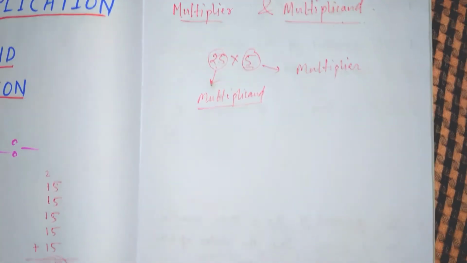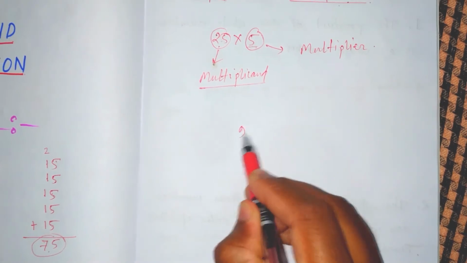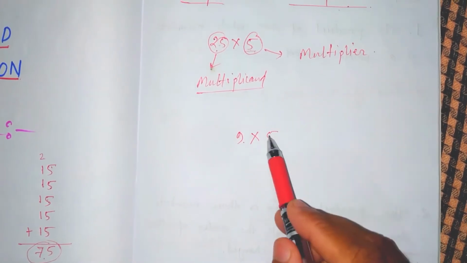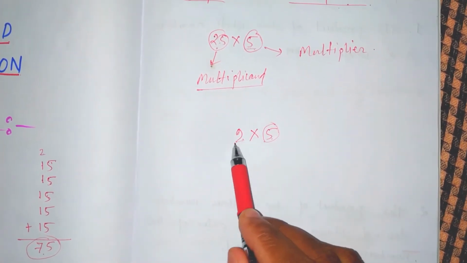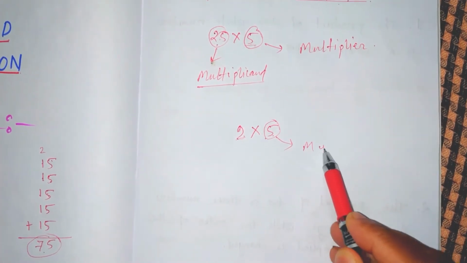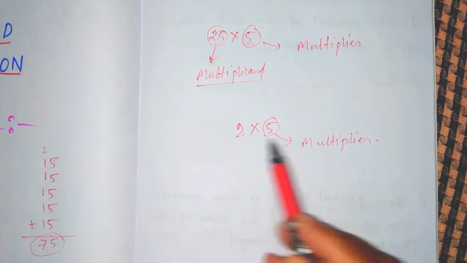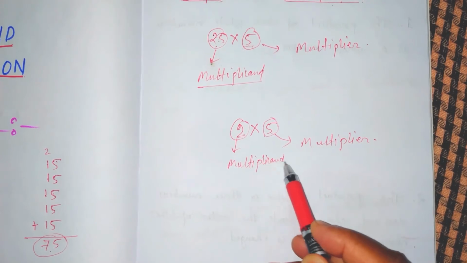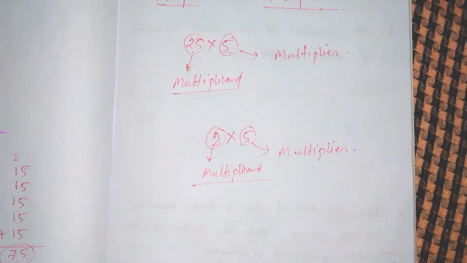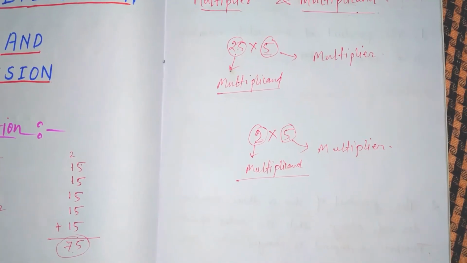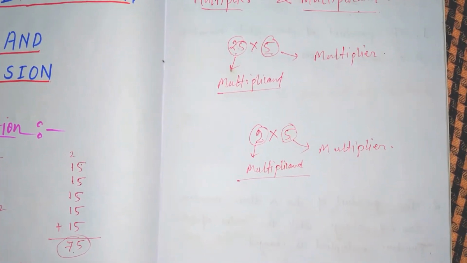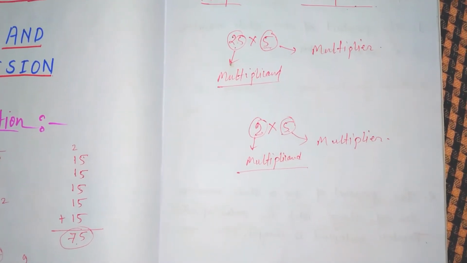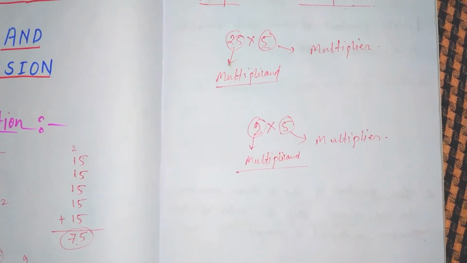If I take another example, if I say 9 into 5, that means 9 is to be multiplied with 5. So this 5 is multiplying with 9, that's why this 5 is multiplier, okay, and this 9 is multiplicand. So I'll again say the definitions of multiplier and multiplicand. The number by which any number is multiplied is known as the multiplier, and the number which is to be multiplied is known as the multiplicand. So I think this concept is clear to you.